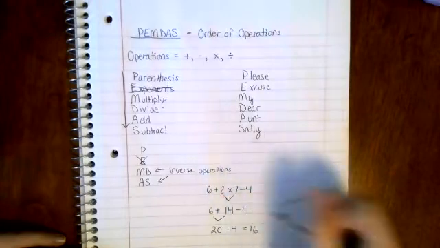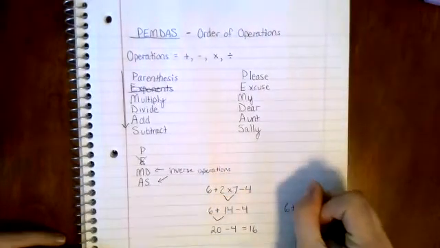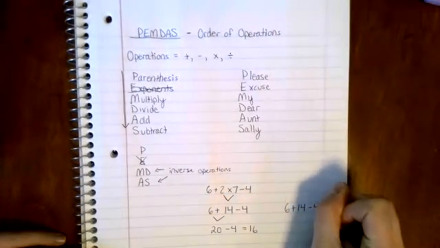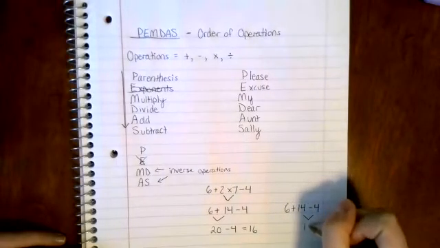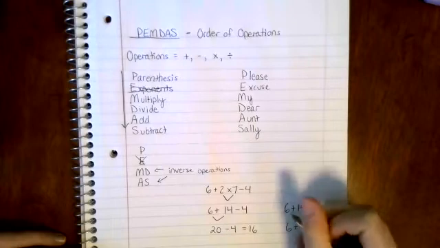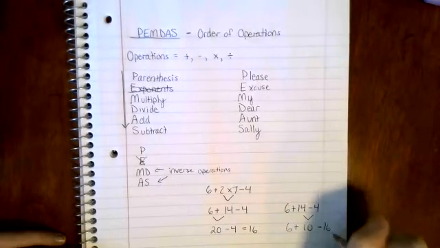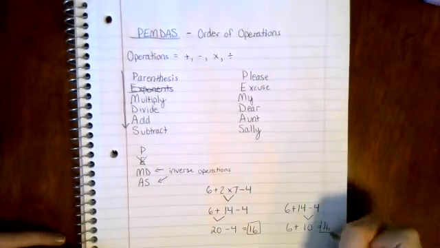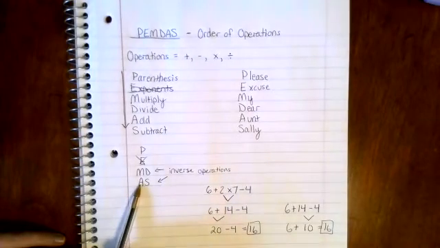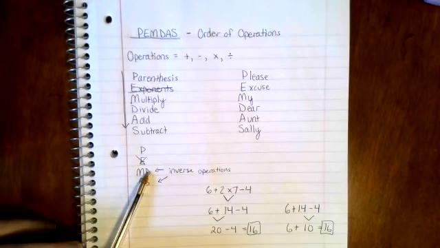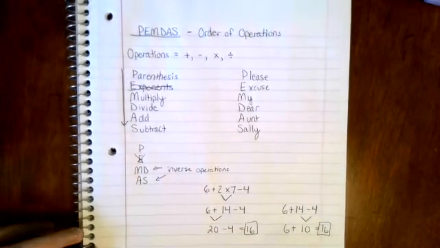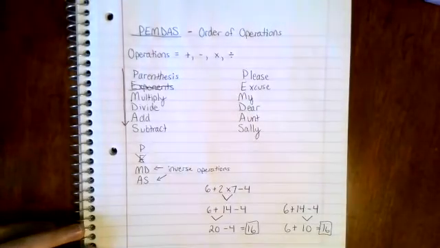Now let's see what would have happened if I had done subtraction first. If I had done subtraction first, 14 minus 4 is 10. 10 plus 6 is 16. So again, either way, you can either add or subtract first. You can either multiply or divide first, but you have to multiply and divide before you add and subtract. Okay, so our final answer for this is going to be 16.